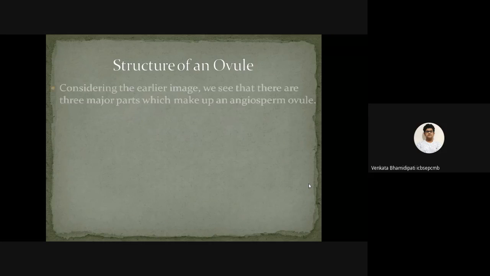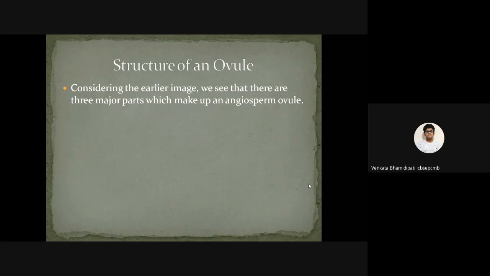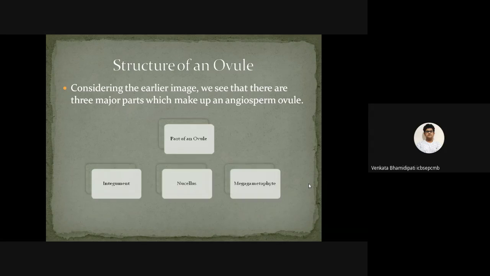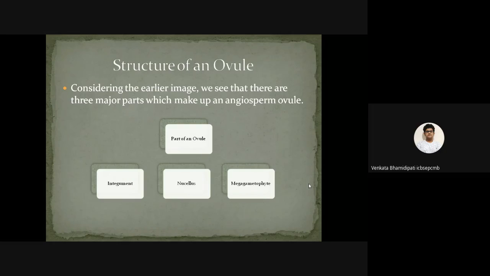So let's talk about the structure of an ovule. Considering the earlier image of the section of an ovule, we see that there are three major parts which make up this angiospermic ovule. The first part we're covering is the integument, the second part is the nucellus, and the third part is the megagametophyte.